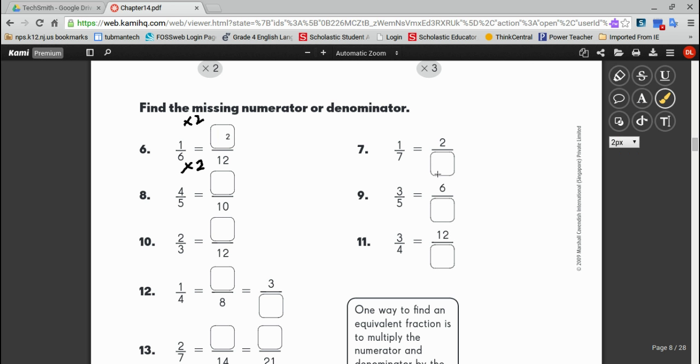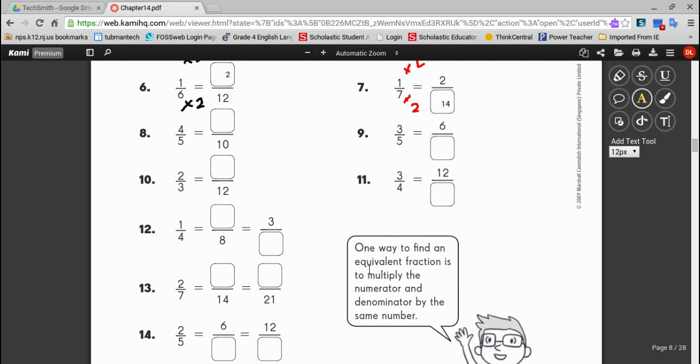Alright, let's do number 7. So how do I get from 1 to 2? What do I need to multiply? Well, 1 times 2 gives me 2. So again, if I multiply the top by 2, I'm going to multiply the bottom times 2. And 7 times 2, that's 14. So again, over here, one way to find an equivalent fraction is to multiply the numerator and denominator by the same number, which is what I'm doing right now.